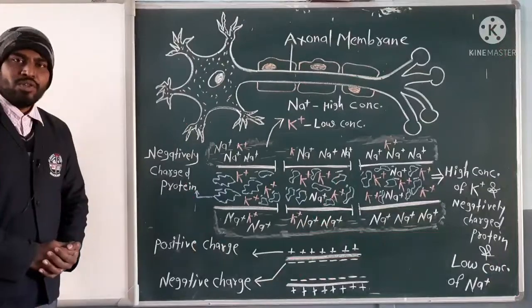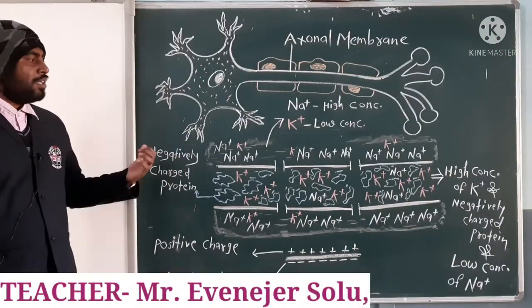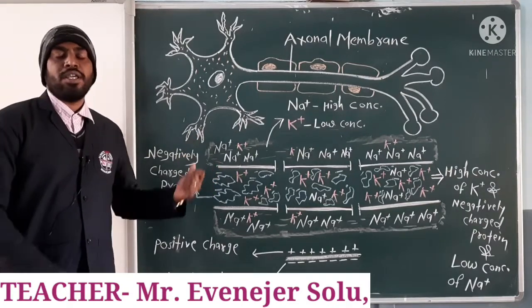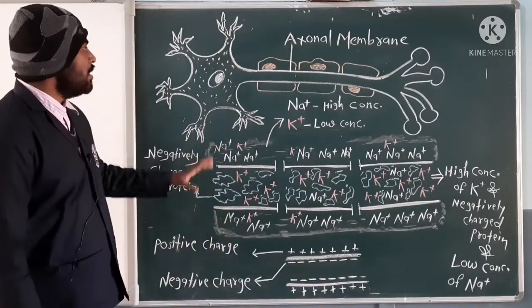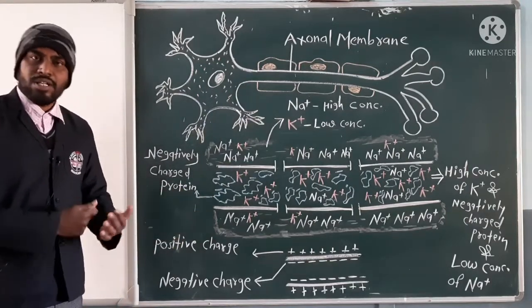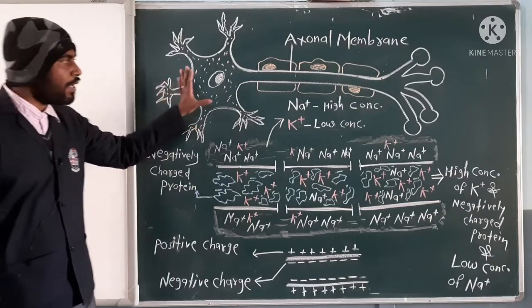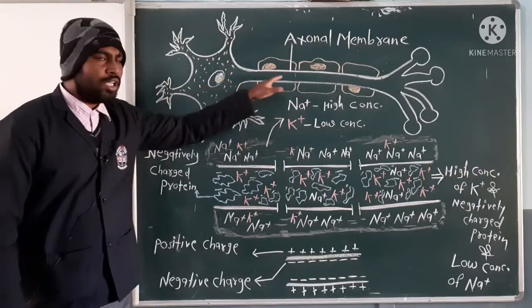Hello students, today we are going to study the next topic. The topic name is generation and conduction of impulse. We know that the neuron, or nerve cell, is the structural and functional unit of our nervous system, and how the electric signal in the form of impulse passes through the neuron.